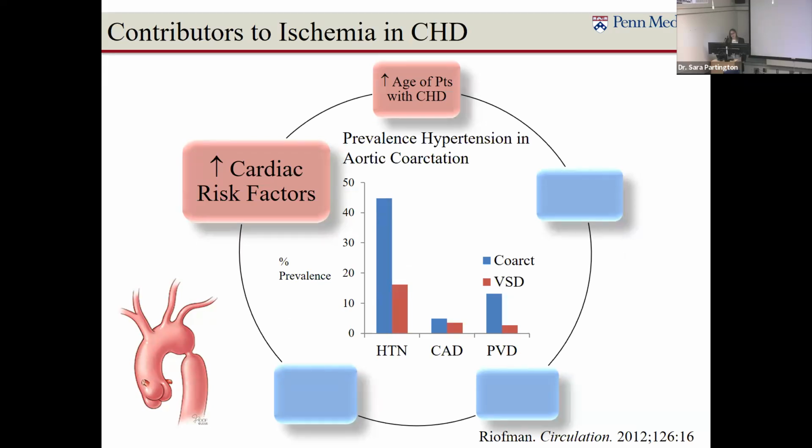So this is data from patients with repaired coarctation of the aorta. A coarctation is a narrowing of the aorta, generally just after the left subclavian artery. And even after repair, high blood pressure is much, much more common in patients with repaired coarctation than the general population. And with that, there's an associated risk of increased peripheral vascular disease.